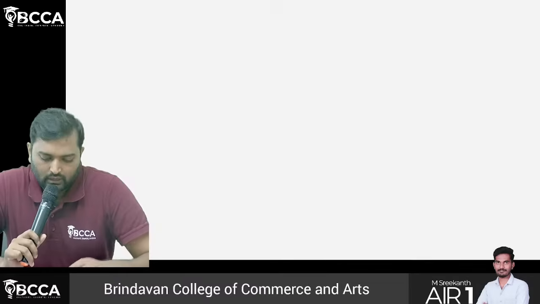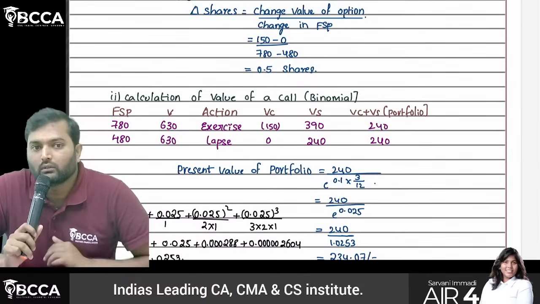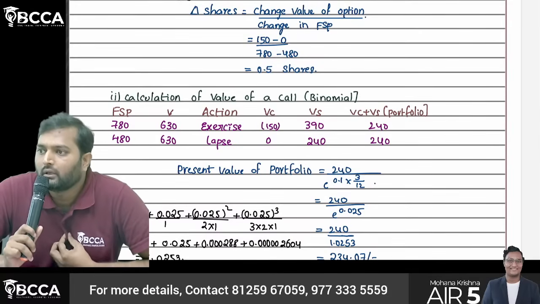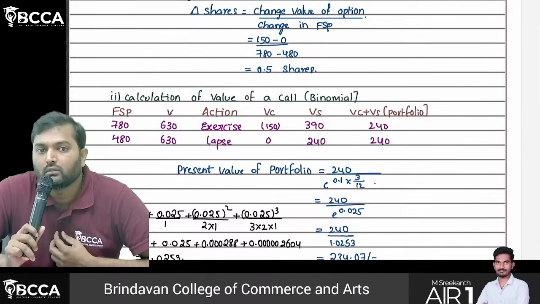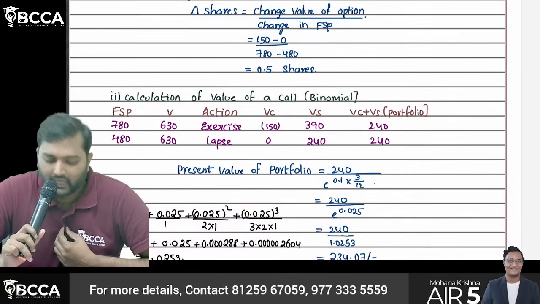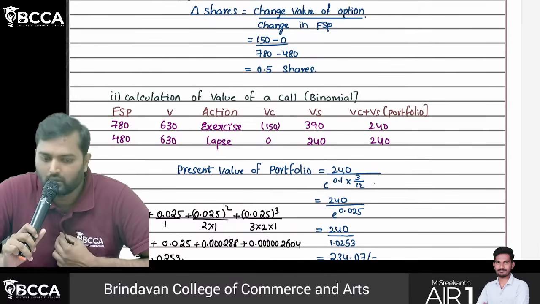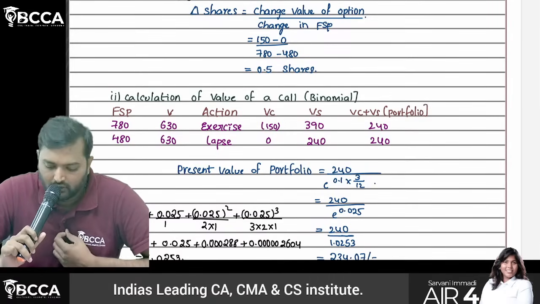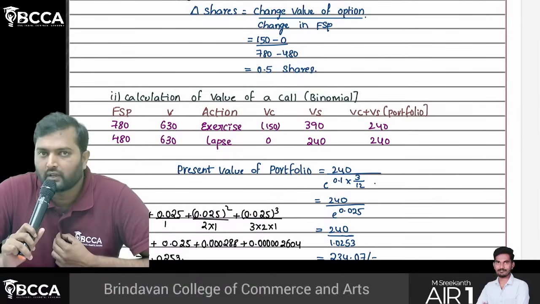Clear? Next, what are we doing here? We are finding out the value of the portfolio on maturity. Suppose the price increases to 780, the value of a call is minus 150, value of a share 390. 390 minus 150, 240. If the price decreases to 480, then the value of a call is 0 because the holder will not exercise the call option. Value of a share 240, and value of the portfolio is equal to 240. So in either case, the value of the portfolio is equal to 240.